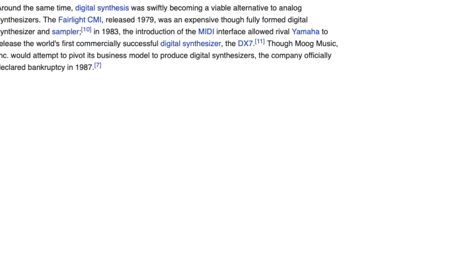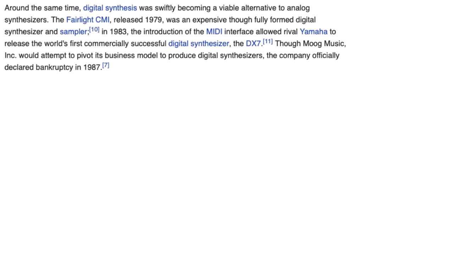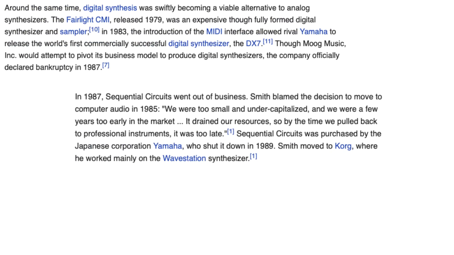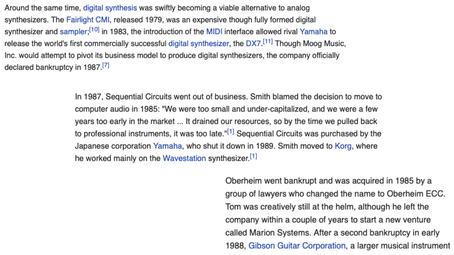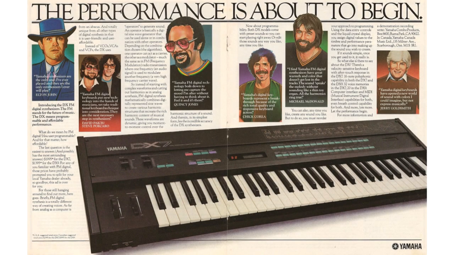Unfortunately, Moog went out of business. And also, Dave Smith's Sequential Circuits went out of business. And Tom Oberheim's company went out of business. All of these American synth manufacturers that got started in a garage went out of business, all buried under the might of an instrument called the DX7.